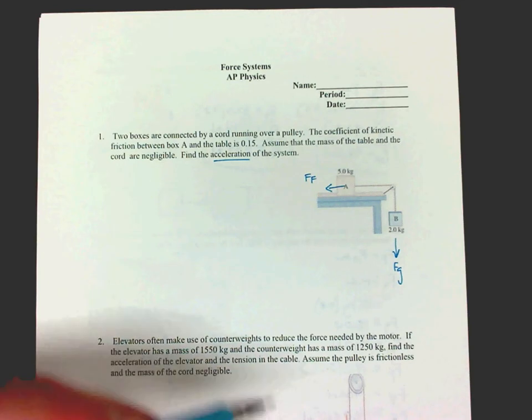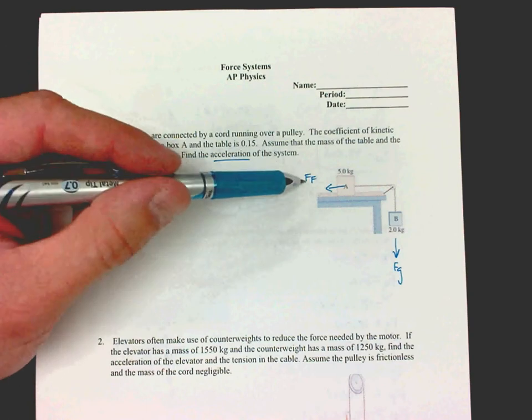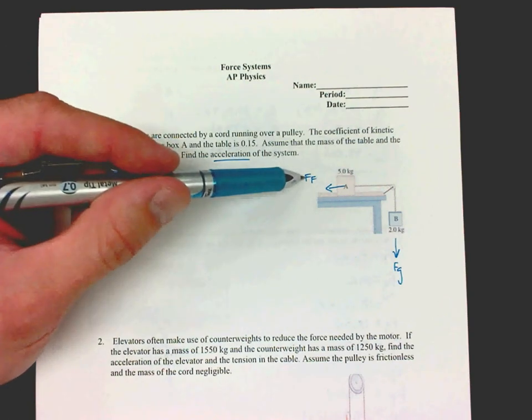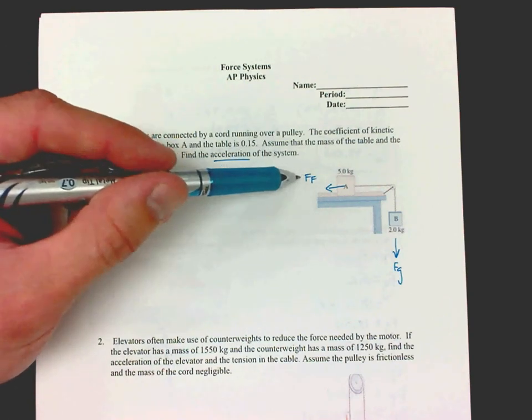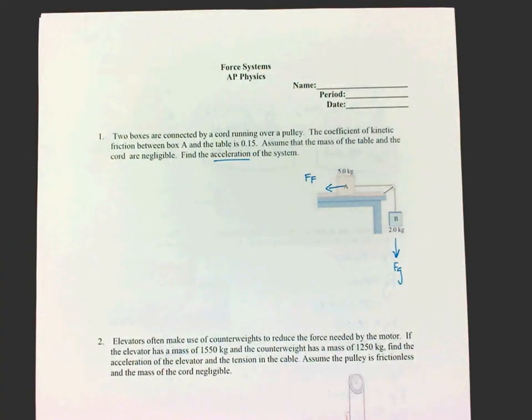As of right now, we can't say for sure if this is even going to move, because if Ff is greater, then this thing's not going anywhere. But if Ff is smaller than Fg, then we're going to get motion out of this. And so we'll have to see what happens as we solve these things out.